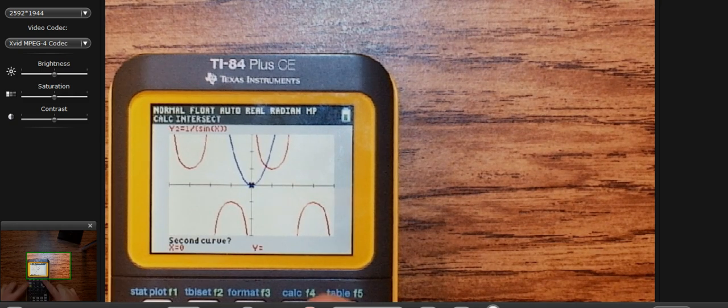Let's try that again. Calculate, intersect, first curve, yes, second curve, yes. Oh, okay. I had to get the cursor on screen. It didn't like the fact that the cursor wasn't on screen, so I used my right arrow. It brought the cursor into view, close to the intersection point, and now it's not panicking. Now I can hit the enter button, and voila, there's your intersection feature. What is the x value that makes that true? 1.068. Yeah, that's good enough.